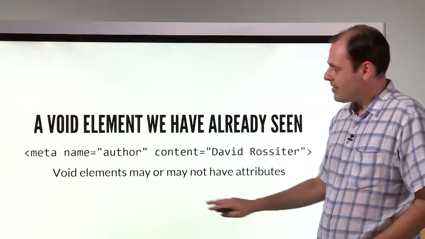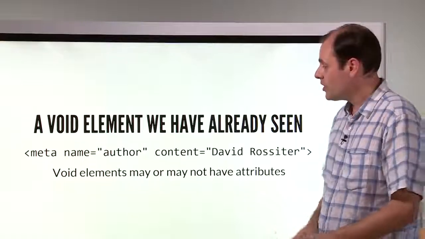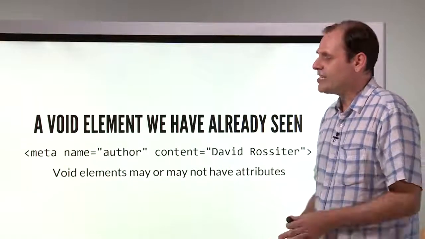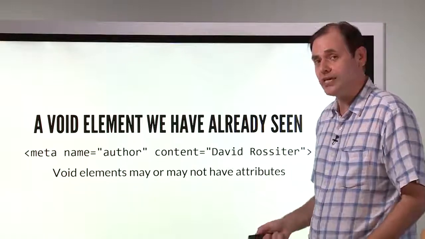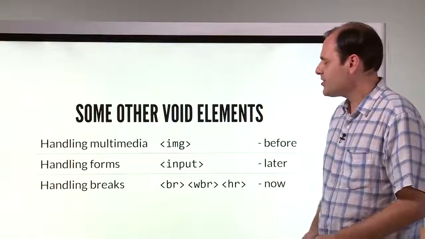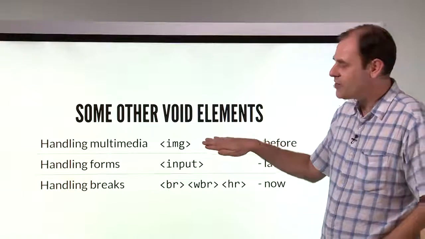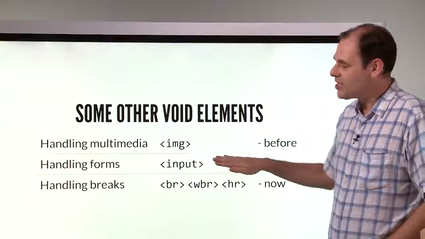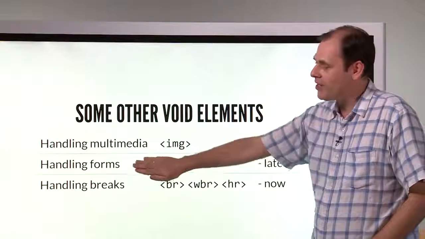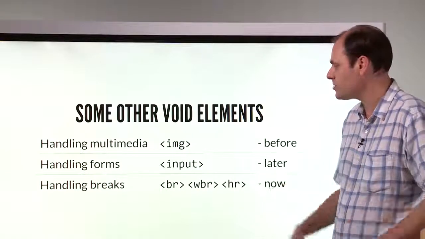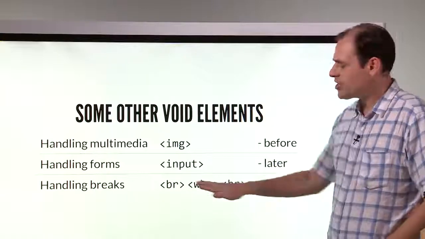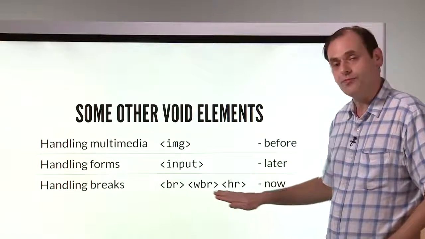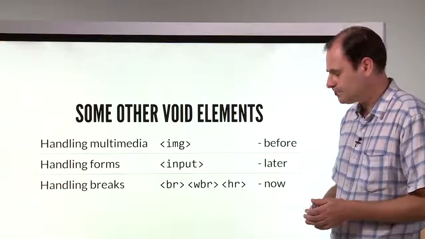Can void elements have attributes? Of course they can. There's an attribute there, and there's an attribute there. No problem with that. It's simply that they do not have a closing tag. What other examples have we seen? We've seen image, which we discussed before. That's a void element. A bit later, we're going to look at input when we talk about handling forms. It's a void element too. Right now, to strengthen our understanding, we're going to look at 3 types of break, which are all void elements.